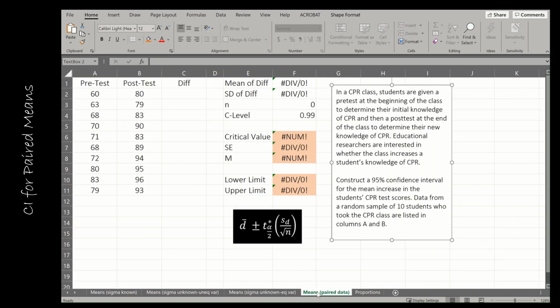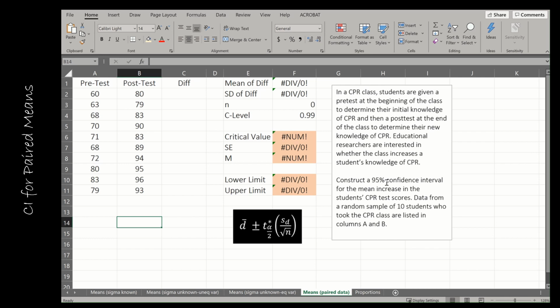In this case, I have CPR students in a class who are given a pre-test and a post-test. These data are paired. It's the same student before and after. So 70 to 90, that's the same student. 71 to 83, that's the same student. The question is, are the differences that we can see between these pre and post-test values statistically significant at a 95% confidence level?